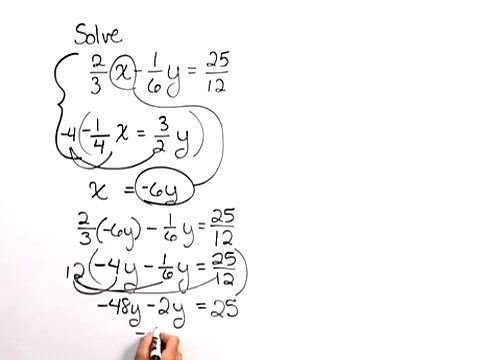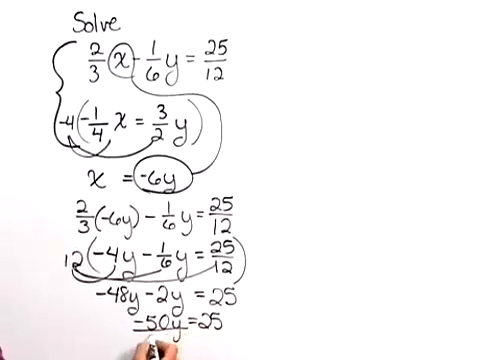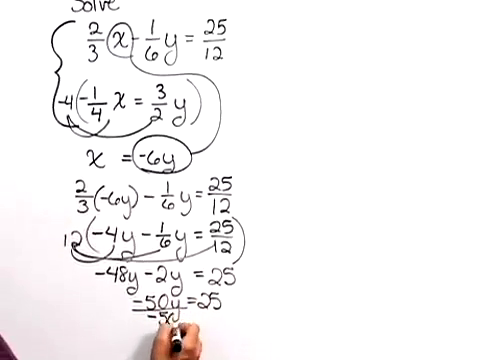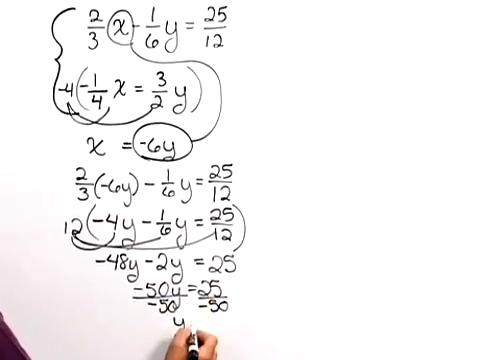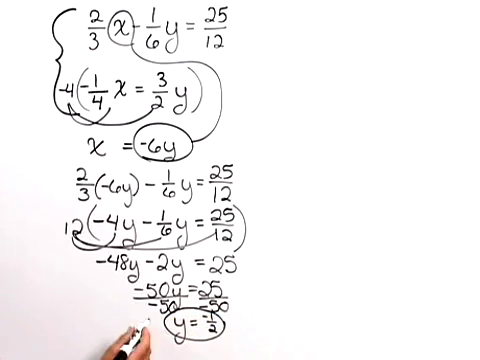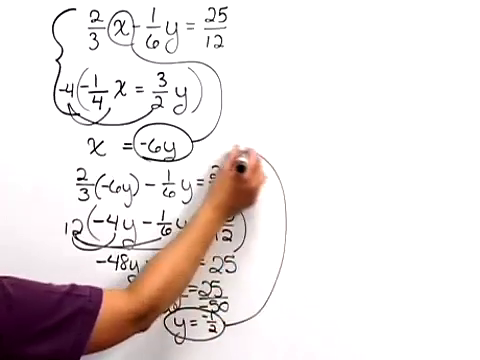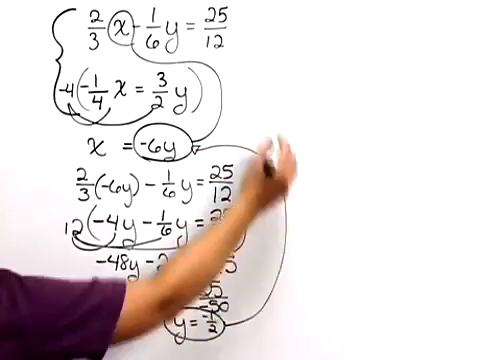Combining our like terms, we get -50y equals 25. And then finally, to isolate our y, we'll divide by -50. And if we reduce this, we find out y is -1/2. Since we know y is -1/2, we still need to find our x. If we take this -1/2 and replace it into this equation right here, we can find our x term.